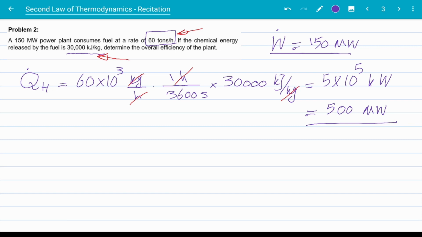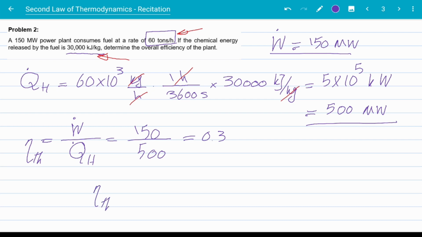Now we know that by definition, the thermal efficiency of a power plant or a heat engine is W dot over Q dot H, right? So 150 megawatts over 500 megawatts gives you 0.3. So the efficiency of this power plant is 30%.